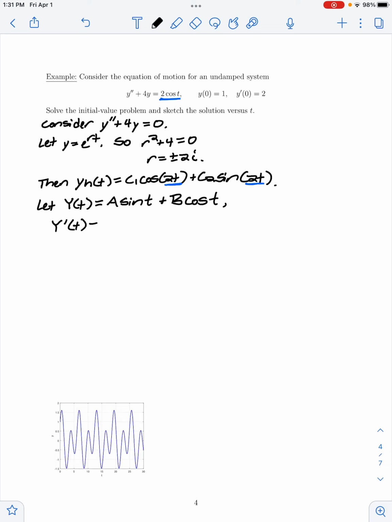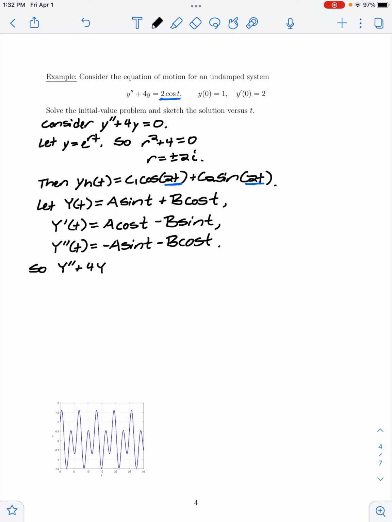And so taking our derivatives to substitute into the non-homogeneous equation, we find y' is A cos(t) - B sin(t). And our second derivative is -A sin(t) - B cos(t). So substituting into our non-homogeneous equation, we're looking for y'' + 4y, which needs to equal 2cos(t).